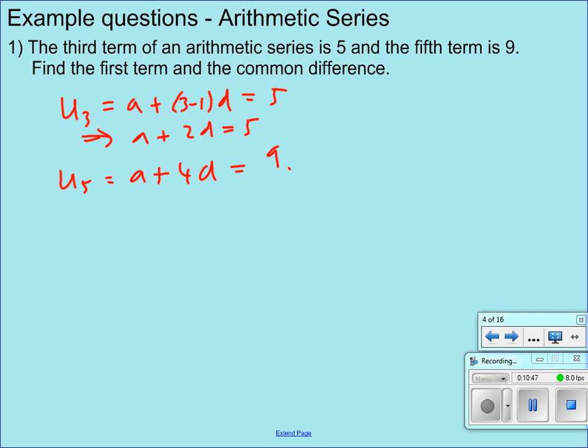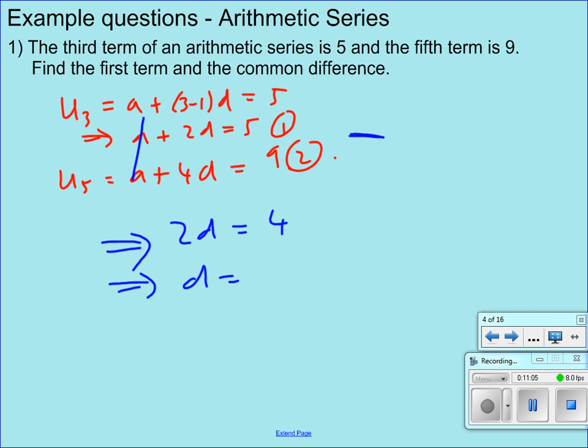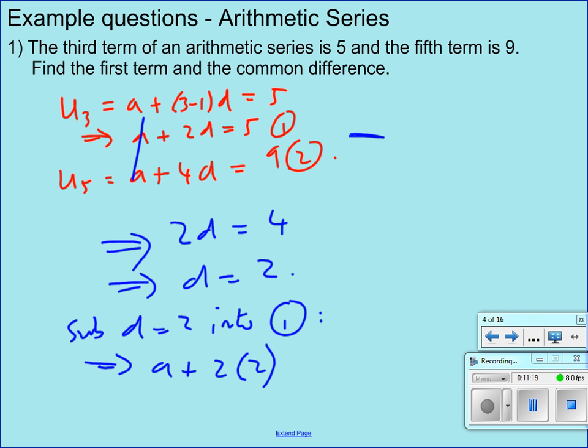So I've got two simultaneous equations here, and two unknowns. I need to find a and d. All I have to do is subtract them from each other. The a's disappear, and I'm left with 2d equals 9 minus 5, which is 4. So therefore d equals 2. How do I get a then? Well, substitute d equals 2 into any of the equations. I'll pick number 1. So I get a plus 2 times 2 equals 5. Therefore a equals 5 minus 4, which equals 1. Done.